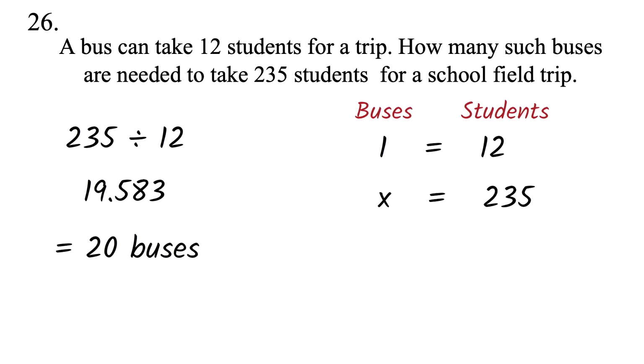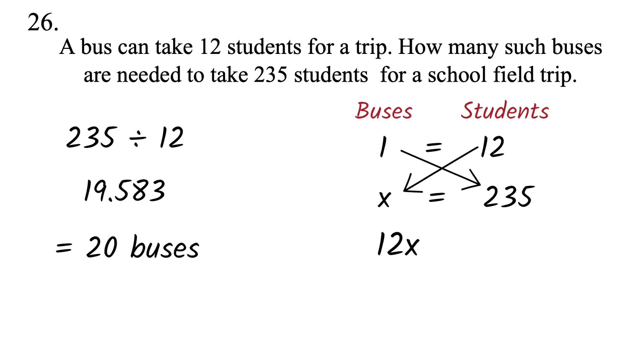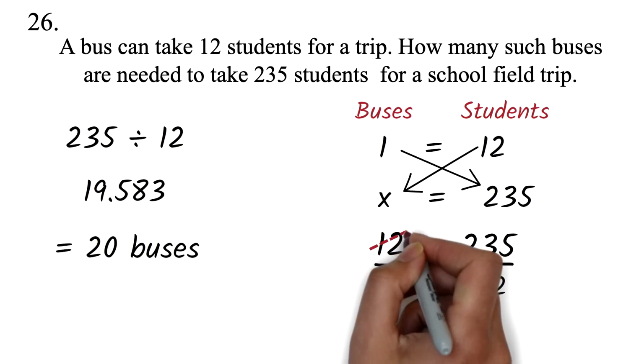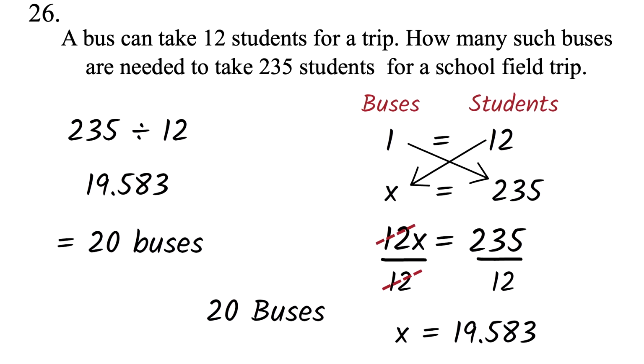We solve for X. We first cross multiply. 12 times X is 12X. 1 times 235 is 235. Next, we can find X by dividing both sides by 12. The 12 will cancel out. 235 divided by 12 is 19.583. You'll notice we got the same thing. The rest of the process is exactly the same. We round it up to get 20 buses as our answer.